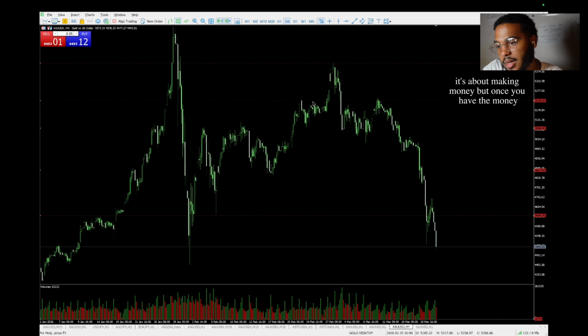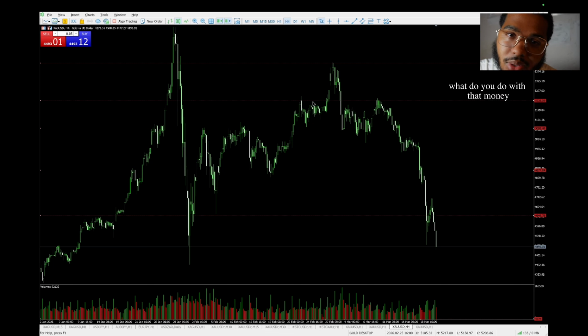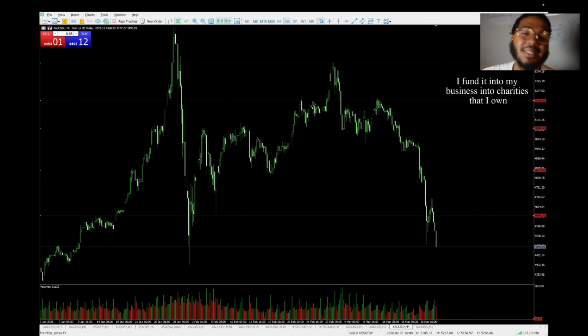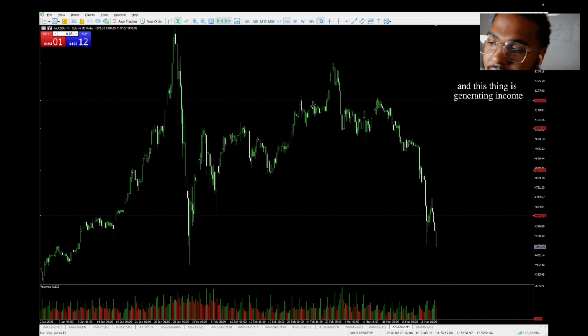Trading, yes, it's about making money, but once you have the money, what do you do with that money? My money, I use it to pay off credit cards. I use it in the business. I fund it into my business, into charities that I own. There's making money, and then there's making money work for you. There's a difference. Money working for you is you not putting in any effort, and this thing is generating income.